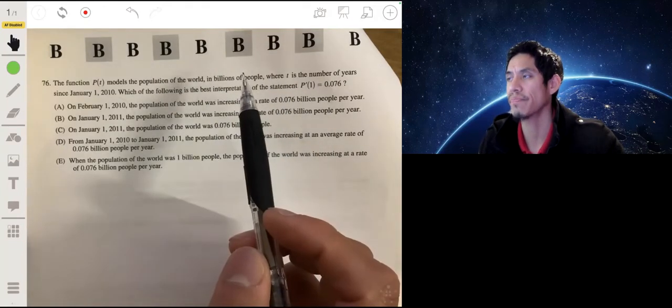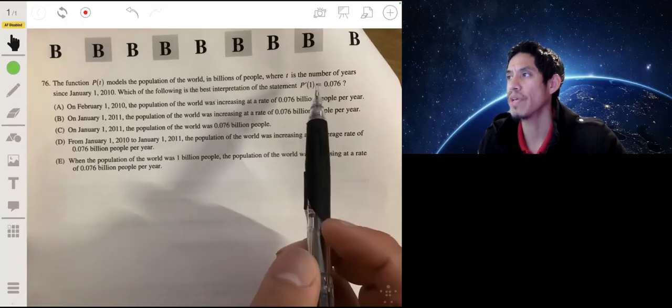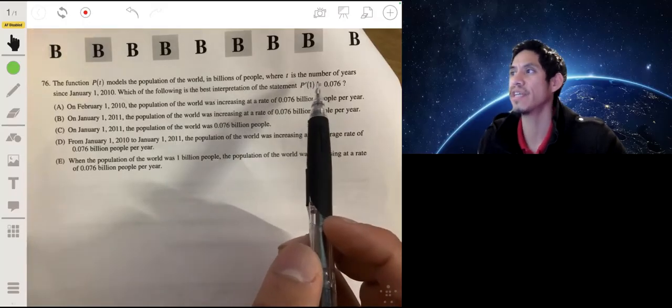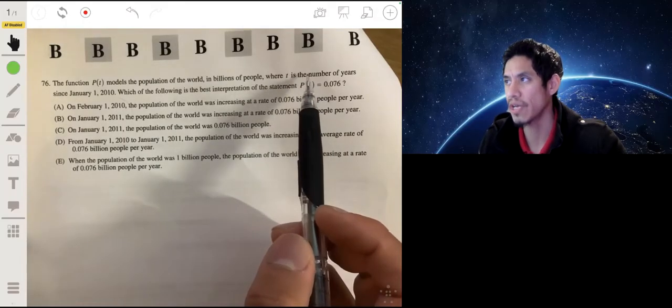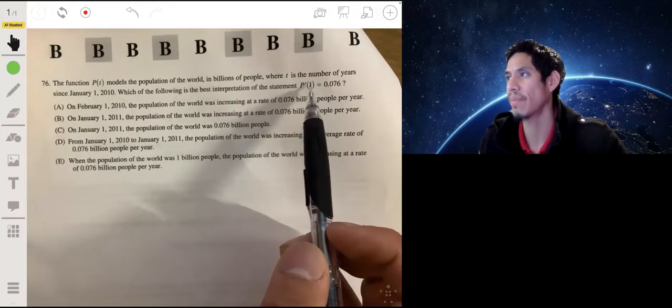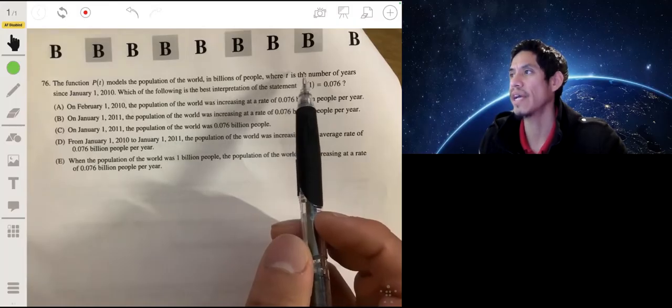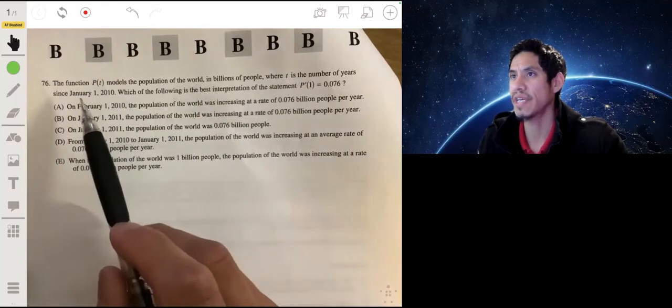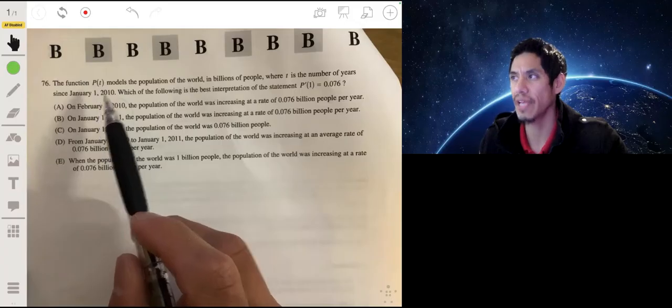Okay, so if P of t represents the population, then P prime of t will represent the change of the population. So P prime of 1 represents the change of the population when t equals 1, or represents the rate of change of the population when t equals 1. And since t is the number of years since January 1, 2010, that means 1 year later.